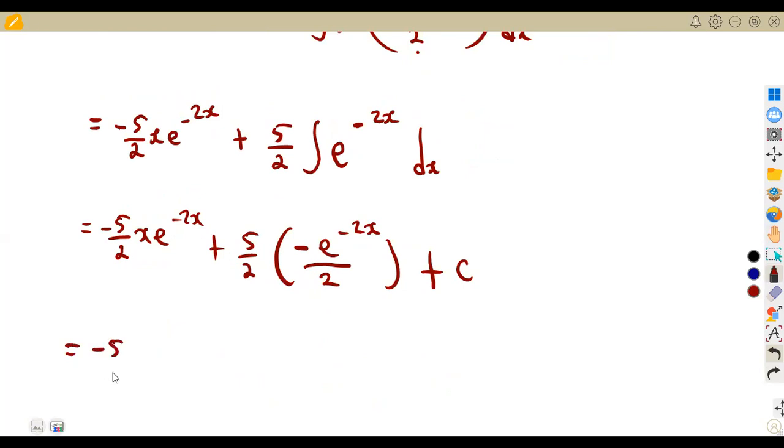So that will be minus 5 over 2 x e to the exponent of minus 2x. We can multiply this. What are we going to get? Plus and minus, that will be a minus. 5 over 2 times 1 over 2, that will be 5 over 4. So it's going to be minus 5 over 4 e to the exponent of minus 2x plus the constant of integration in that case.